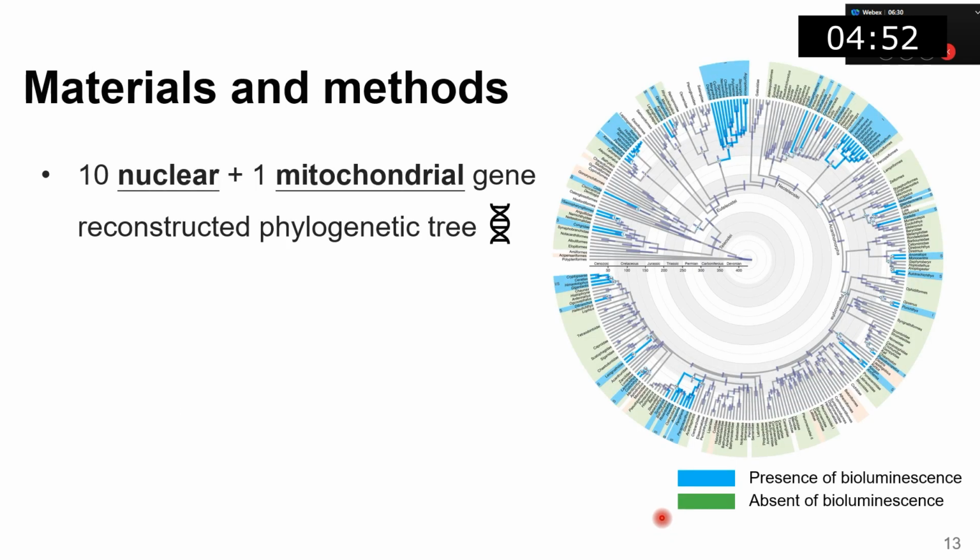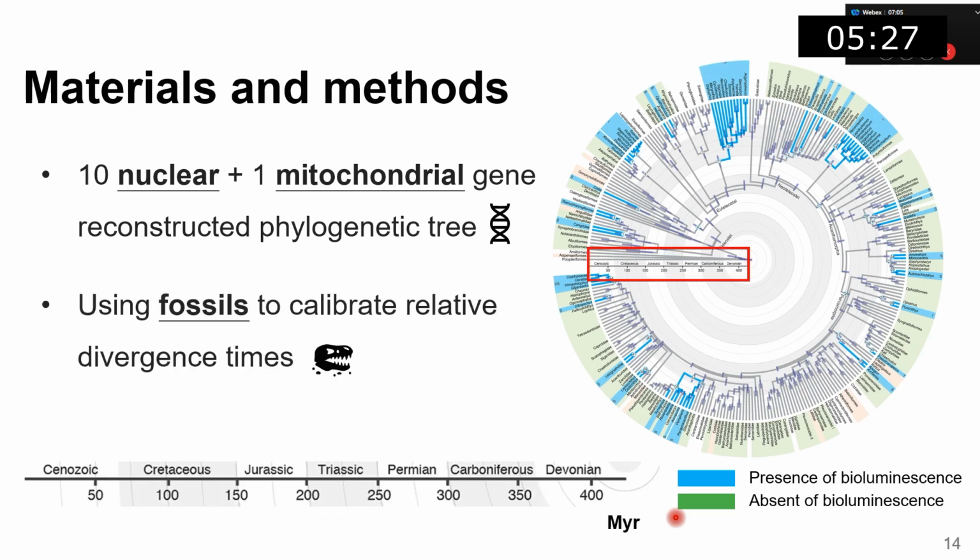For the materials and methods in this study, they used 10 nuclear genes plus 1 mitochondrial gene to reconstruct a phylogenetic tree. A phylogenetic tree is a hypothesis tree that shows the relationships between different species, like this tree. In this tree, blue means the species present bioluminescence, and green means the species lack bioluminescence.